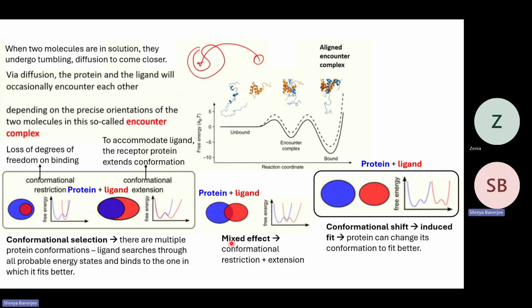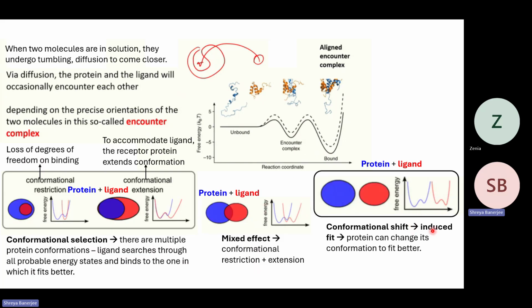Another possibility is a mixed effect, that is, both conformational restriction and extension happen. So if you can imagine, part of the ligand conformation is within the protein conformation. There is kind of an overlap like this. So you can imagine it as conformational restriction within this area, but conformational extension within the rest of the area. So this is a kind of mixed effect.